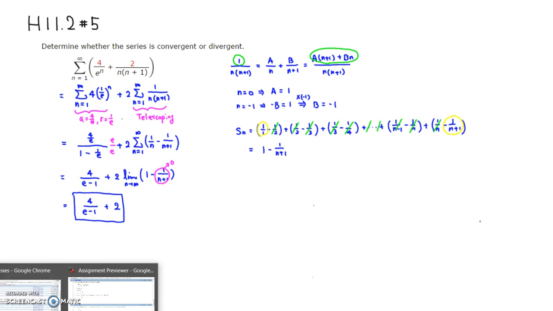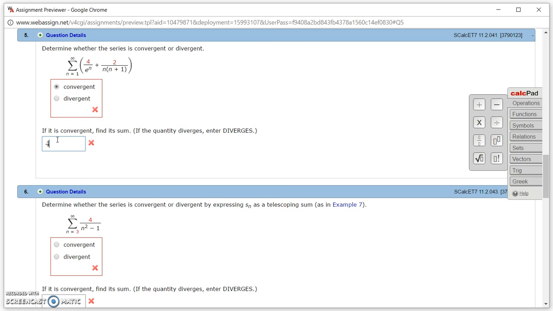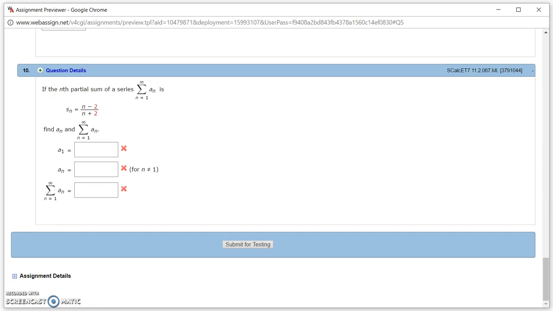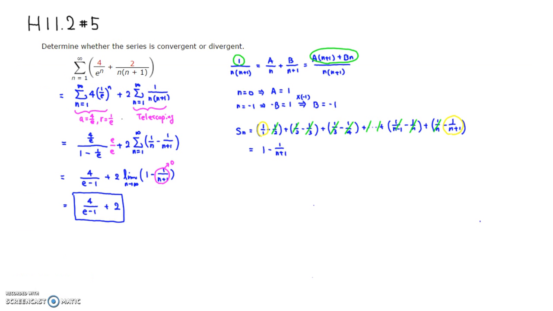So let's type it in. It's going to be convergent, and the sum is 4 over e minus 1 plus 2. Let's check the answer. Submit for testing. Looks like we got this one correctly. That's it. I hope that this was clear.